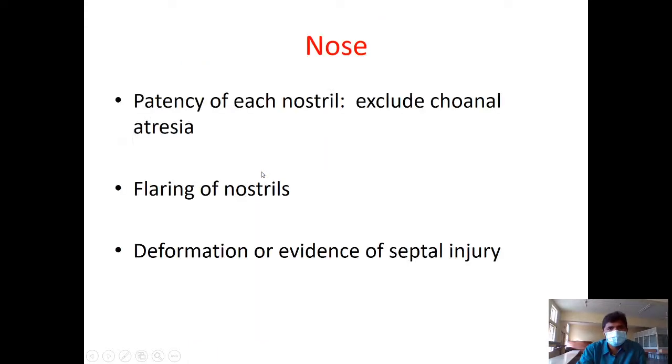Then nose. So the patency of each nostril should be assessed by passing a wick. So when the baby is crying, not cyanotic while at rest, and there is disappearance of cyanosis by crying, then it means that both the nostrils are patent. So if there is any abnormality in such things, you need to examine for the patency of each nostril to exclude choanal atresia by passing an NG tube. Then flaring of nostrils, any deformation or evidence of septal injury.